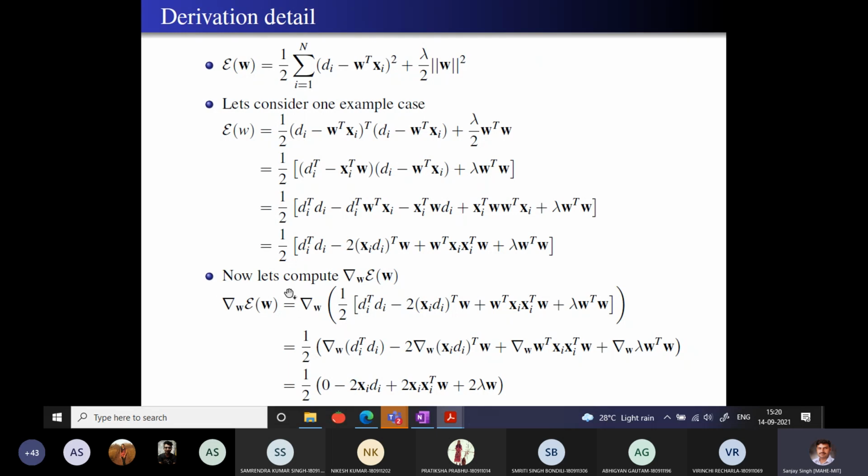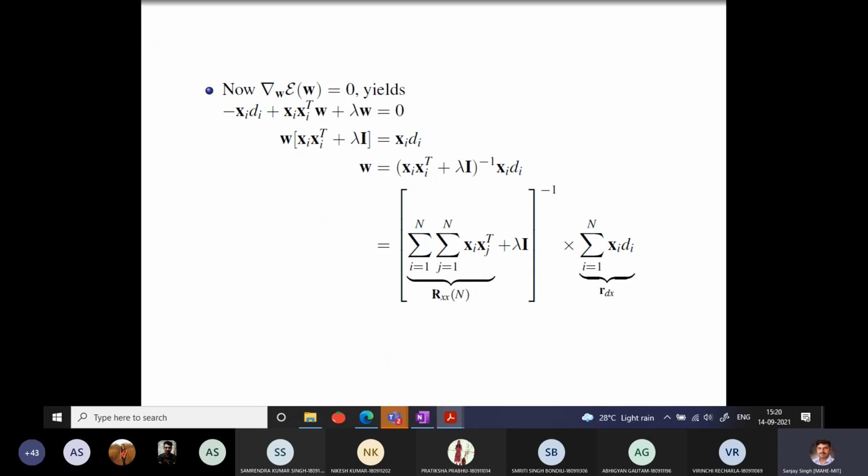Now you are equating this gradient, or the derivative, to 0. When you equate to 0, you get something like this. So W you take as constant. When you take W as constant, remember it's basically a vector.